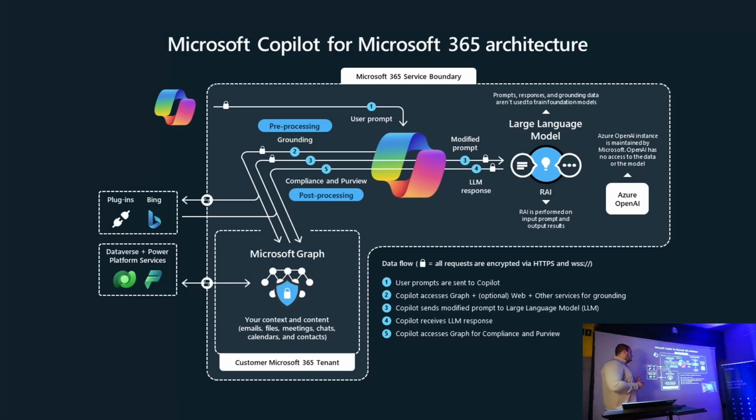What it means is that the Copilot will create this modified prompt or meta prompt and then send that prompt along with any grounding data it has to the large language model that you deploy. What's important to note is that the prompts, responses, and grounding data are not used to train these models. And that's very huge when we think about security of your private data in these types of applications.